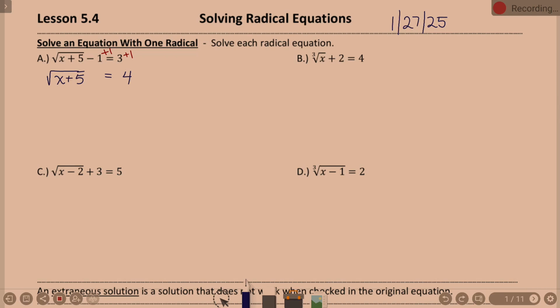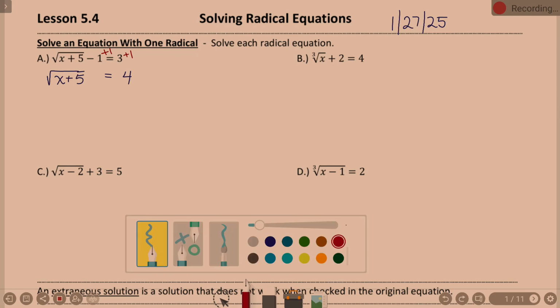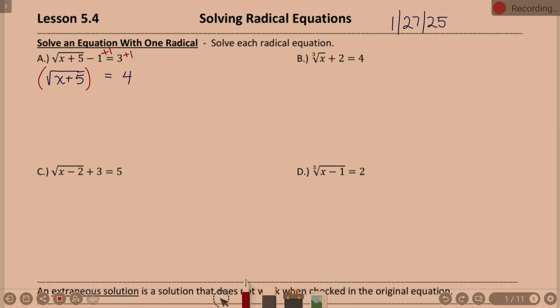Is my radical isolated now? Yes. When I say isolate the radical, I mean I have the radical, in this case the square root and whatever's underneath it, by itself on that side. And now what? Square. And why are we squaring it? Since it's a square root, I'm going to square it. If I square the left, we're going to square the right.